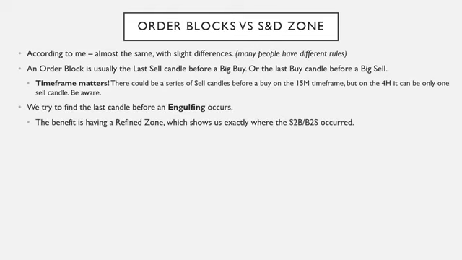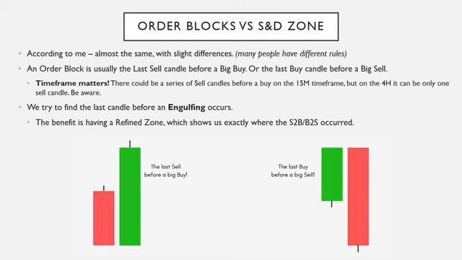What we usually try to find is the last candle before an engulfing occurs. This makes us refine a zone which shows us exactly where that fake move happened, where that sell to buy and buy to sell occurred. It looks pretty much like this. You have a bearish candle and then a very nice engulfing candle, and this engulfing candle needs to engulf the full candle, the wick and the body.